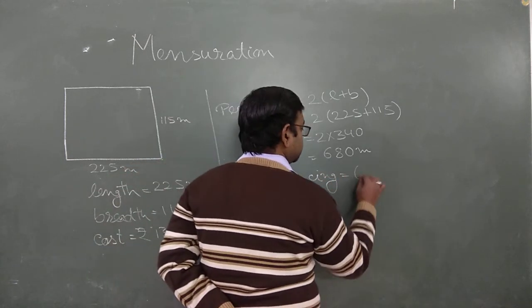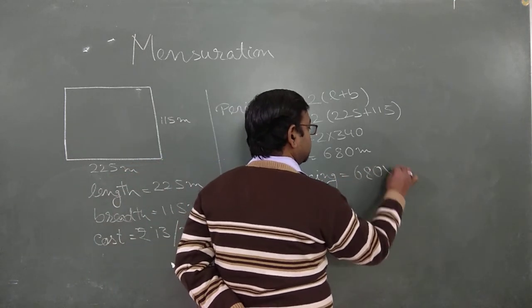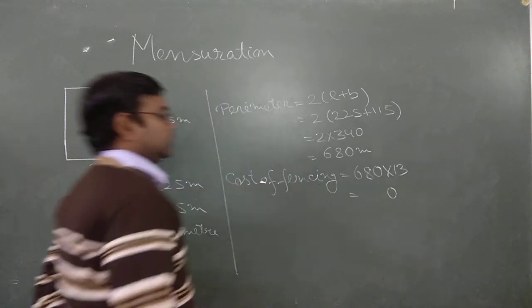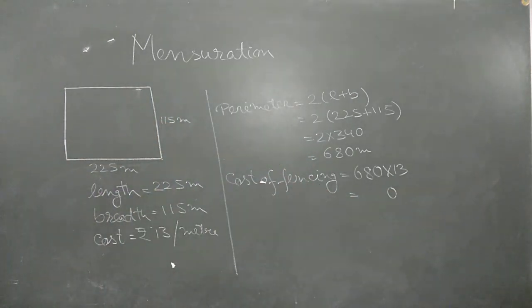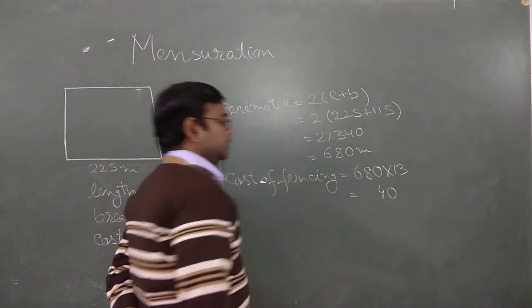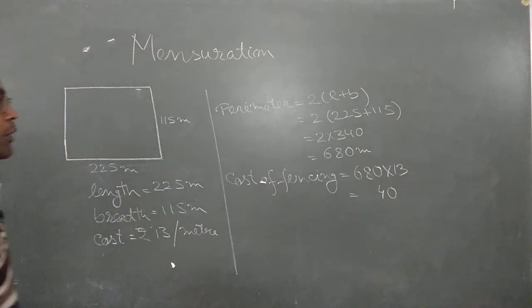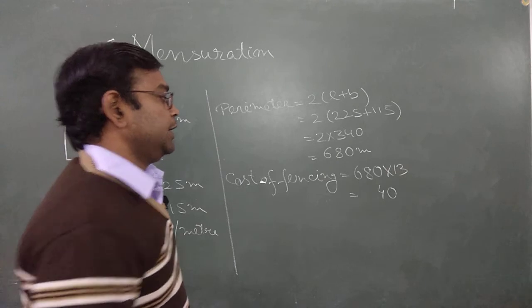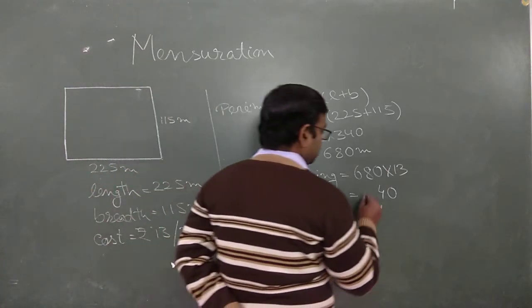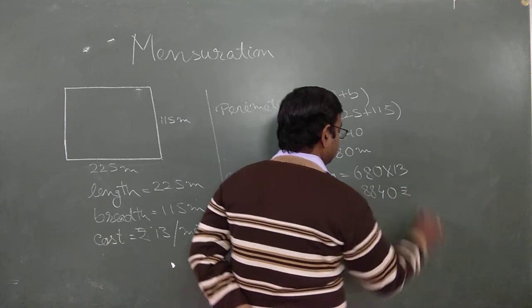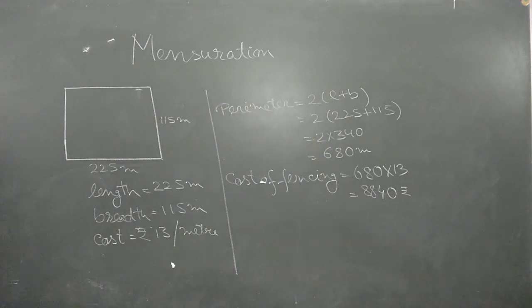equals to 680 into 13. 13 8s are 104, 10 carry, 13 6s are 78, 78 plus 10, it's 88. So 8840 rupees.